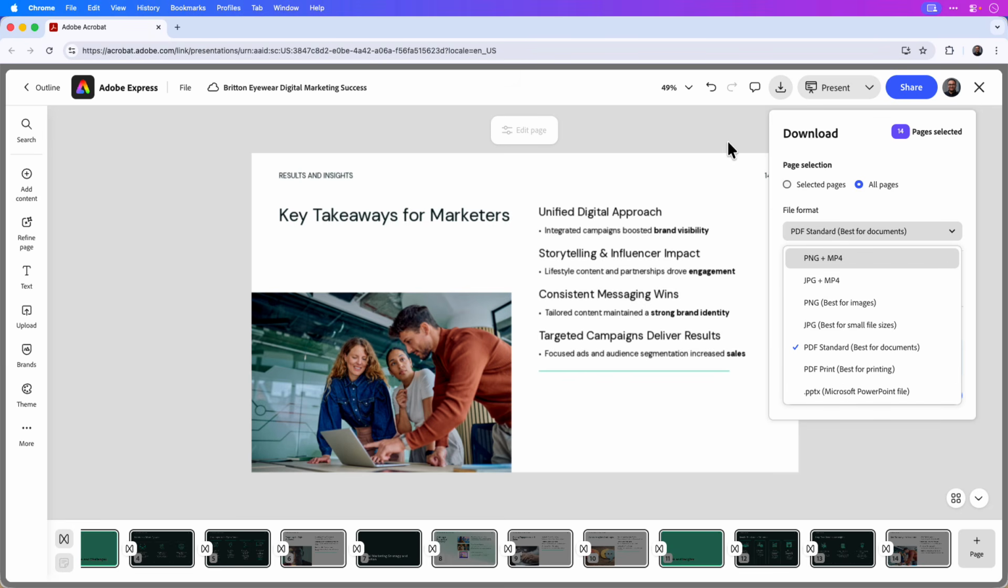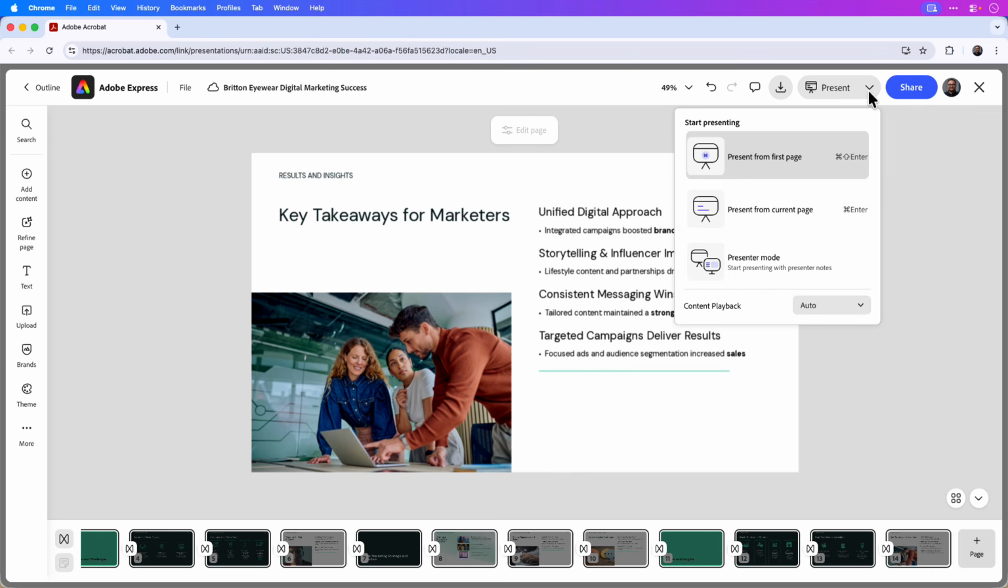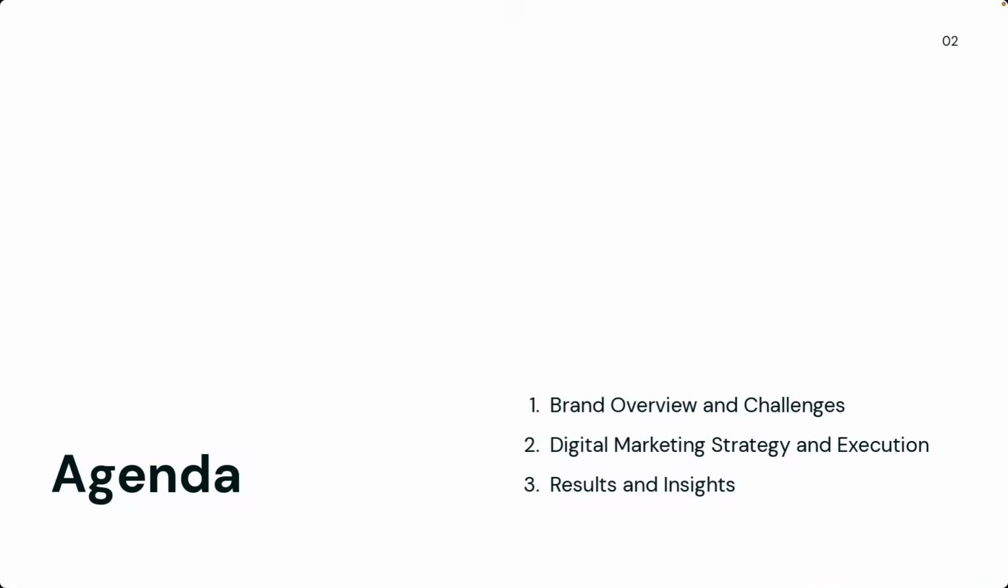However, another super cool thing you can do is present it here in Adobe Express using your web browser. I'll click the Present drop-down to bring up more options, and then I'll choose Present from First Page. That'll launch the presentation here in my web browser, and you can see I even have a pointer in my cursor, which is nice. This template does have an animated background, as you can see, and if I click anywhere on the slide, it'll transition to the next.